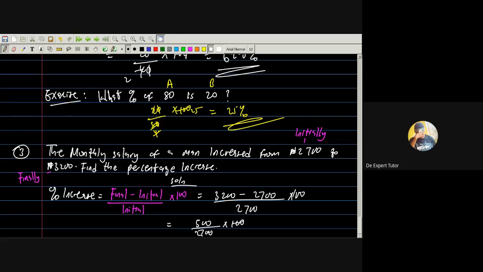Two zeros, two zeros. 500 divided by 27 will give you about 18.5%. Everybody, that's the percentage increase. So you just say final minus initial over initial, then times 100.